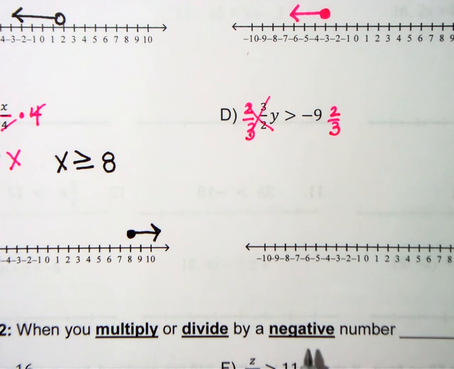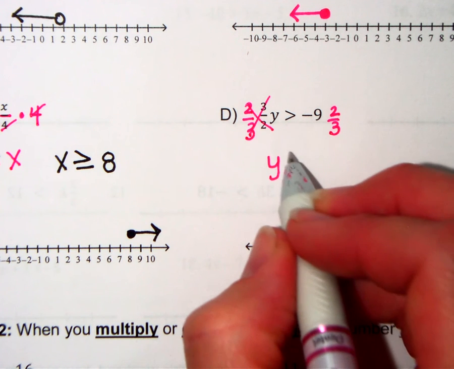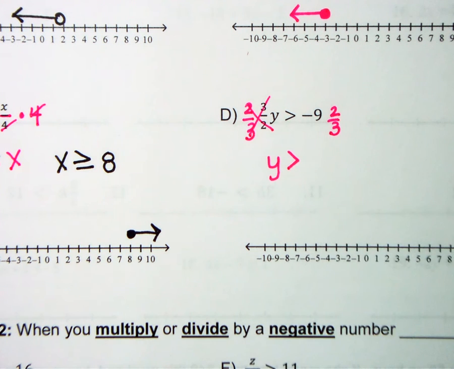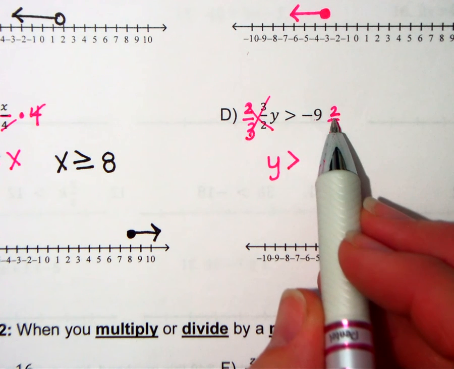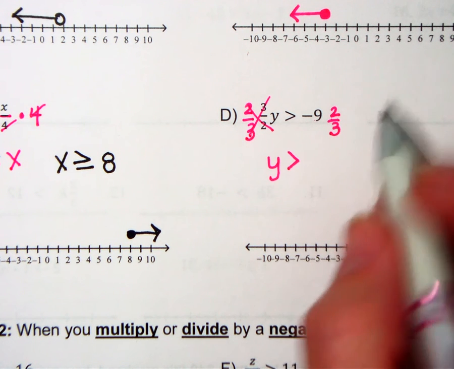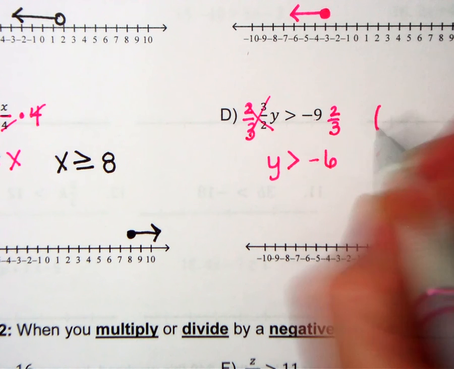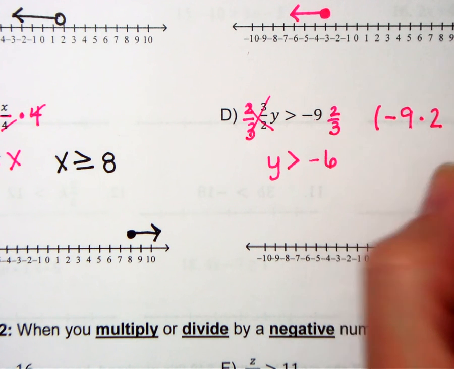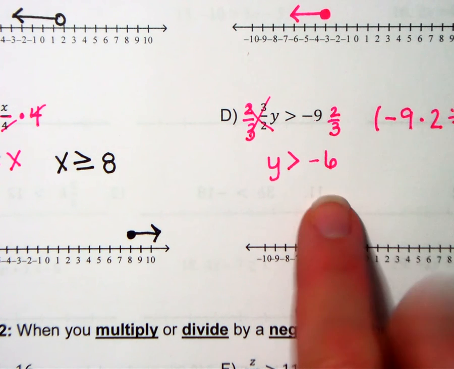Those cancel each other out. Y greater than, then we're going to go ahead and multiply this out. Negative 9 times 2 is negative 18. Negative 18 divided by 3 is negative 6. If you wanted to type that into your calculator to get that answer, that is negative 9 times 2 and then divide 3. That's how we got the negative 6.